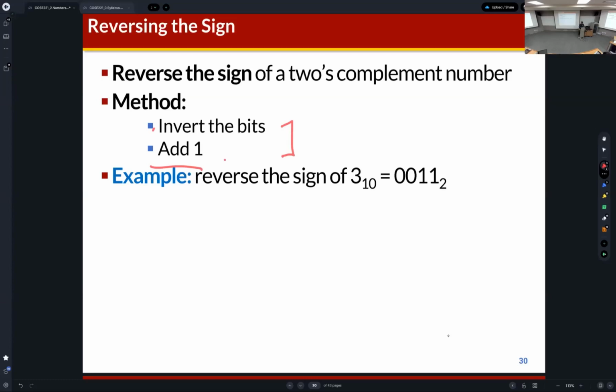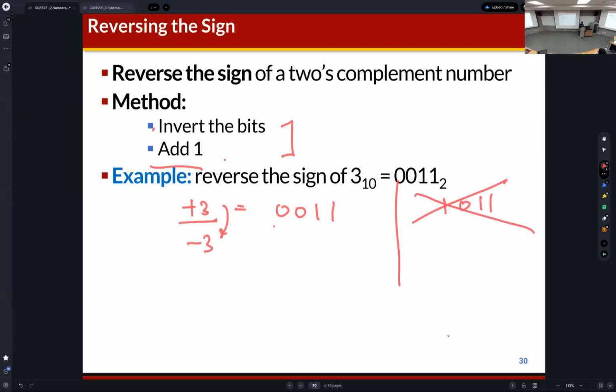So for example, using the 4-bit number system, plus 3 is 0, 0, 1, 1, right? And what is the minus 3? How can we convert plus 3 to minus 3? In the sign and magnitude number system, we can just add 1 in the MSB. So it's 1011 in the sign and magnitude number system. But as I said, the digital system does not use the sign and magnitude number system.